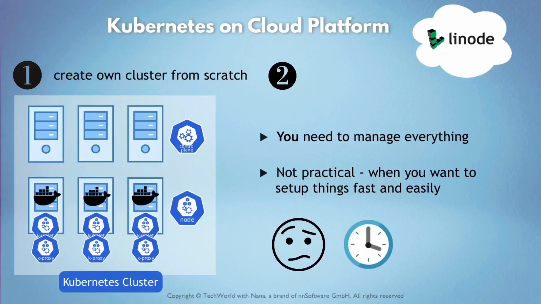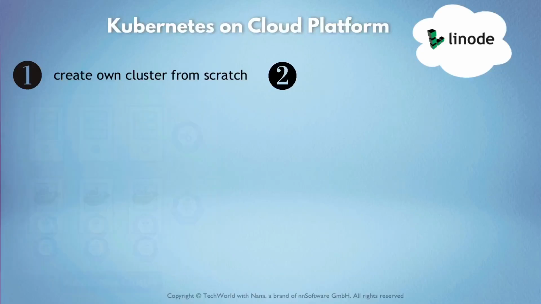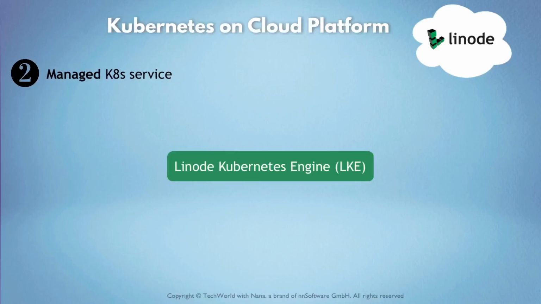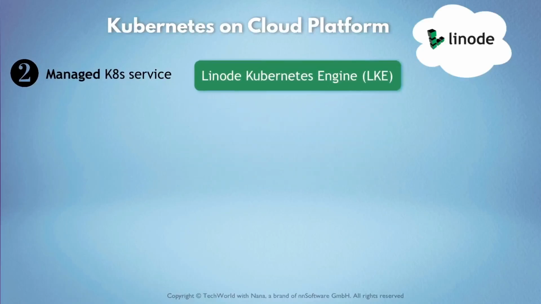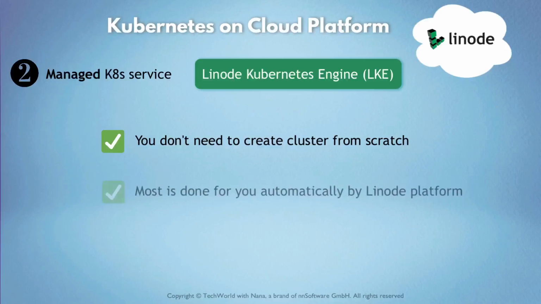The option of creating cluster from scratch on cloud instances is not very practical because, as I mentioned, you want to get things done fast and easy and don't want to spend too much time on setting things up and figuring it all out. So as an alternative, cloud providers like Linode also offer what is called a managed Kubernetes service that does a lot of heavy lifting for you. On Linode, it's called Linode Kubernetes Engine. So how does this work, or what does it actually represent? So you don't have to create cluster from scratch. Most of it is done for you automatically by Linode platform.